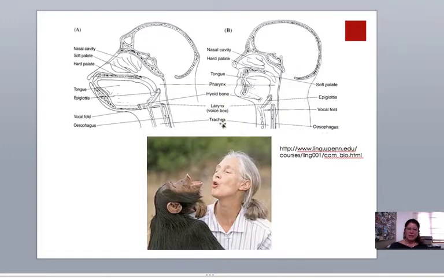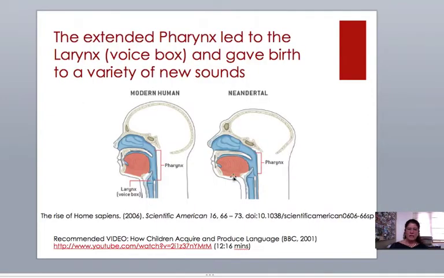We also know that because of the way that the voice box developed in human beings, here's Jane Goodall, she can speak like the ape, but the ape can't speak like she can because she has the benefit of a specialized voice box. So we know because of this prolonged pharynx here, and then because of the voice box, we are able to speak and to have a greater variety of sounds than other primates.